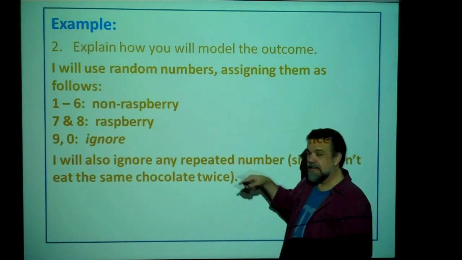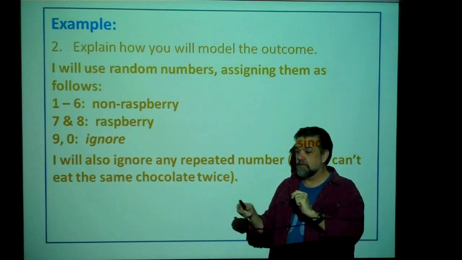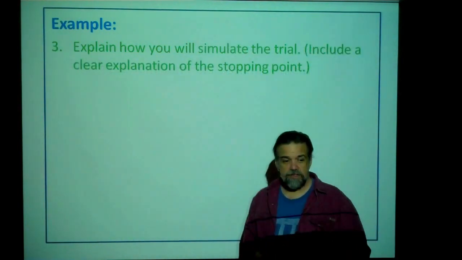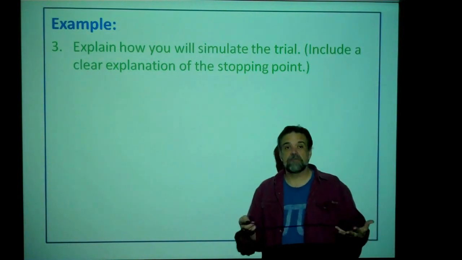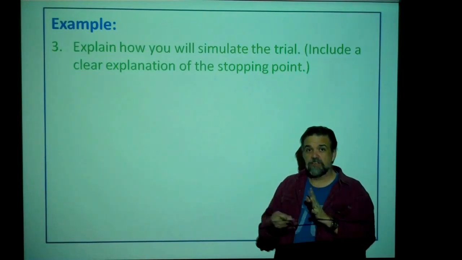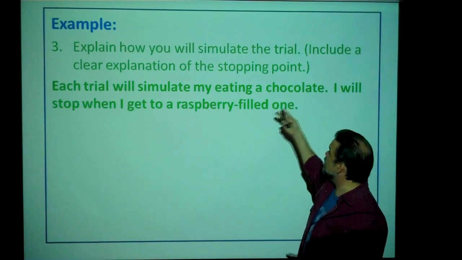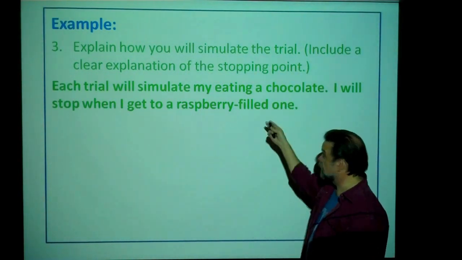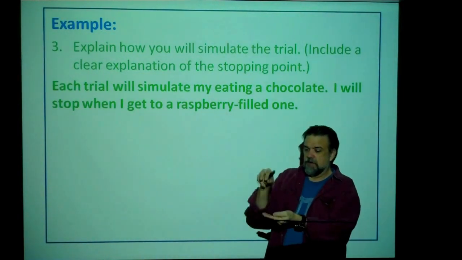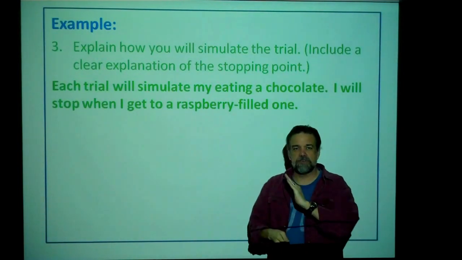So, as I'm going through this simulation, I have to remember, if I choose chocolate number 5 in a particular trial, I can't choose that again. Then, I need to explain how I'm going to simulate the trial. That is to say, what am I going to do and when am I going to stop? Well, the answer here would be, each trial is going to simulate my eating a chocolate, and I'm going to stop when I get to a raspberry-filled one. So I'm going to go through my random number table: non-raspberry, non-raspberry, non-raspberry, raspberry. Bam! Then I'm going to stop that particular trial.